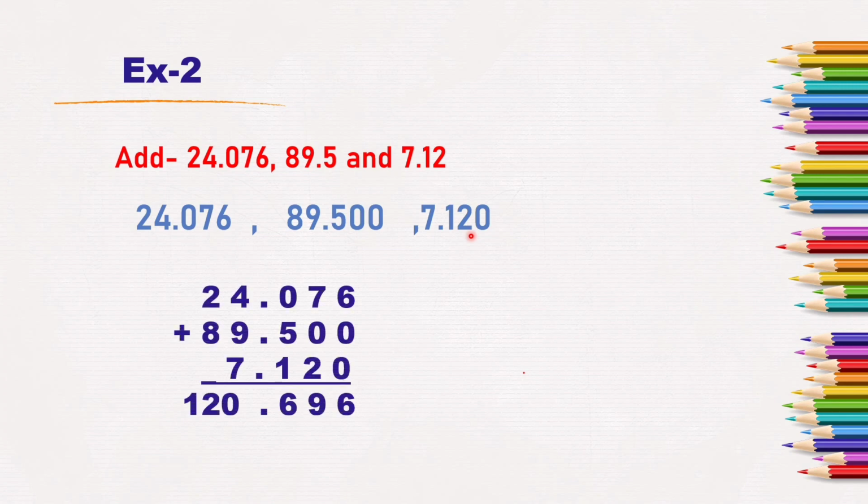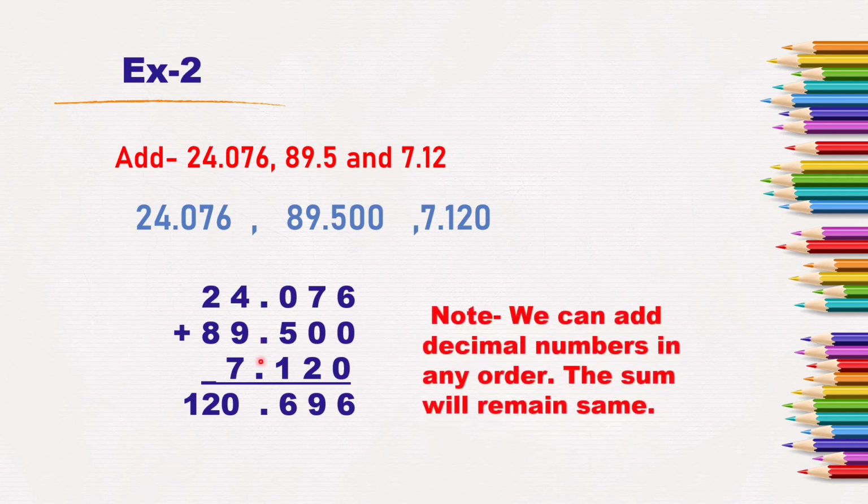Next we'll write the numbers one below the other, 24.076, 89.500 and 7.120. We can't skip writing 7 here, and we can't write 7 at the tens place, as 7 is only once. Remember that. And the decimal points also have to be one below the other.